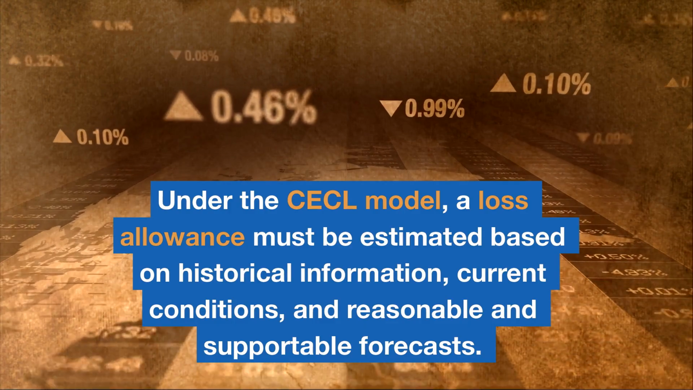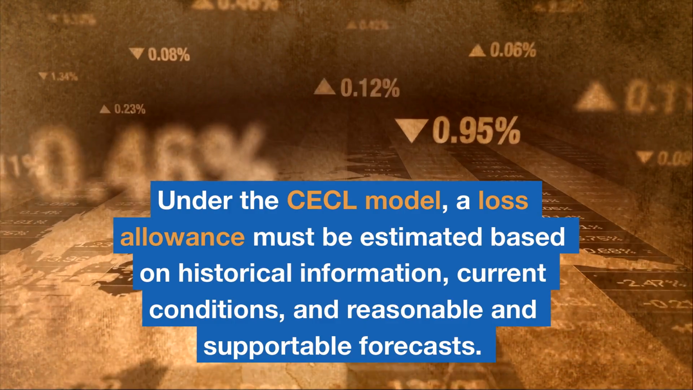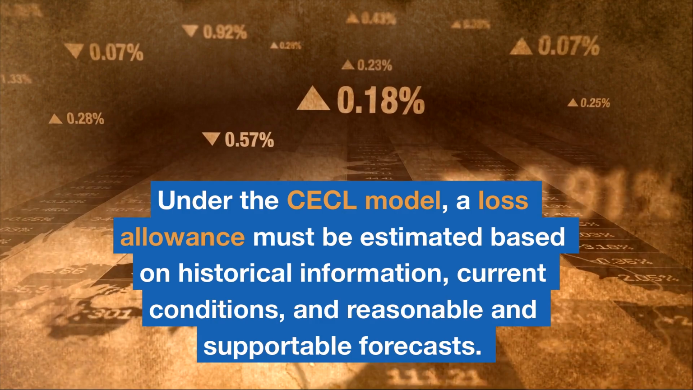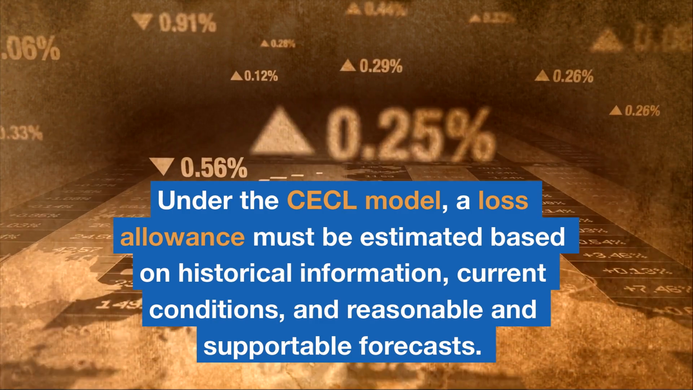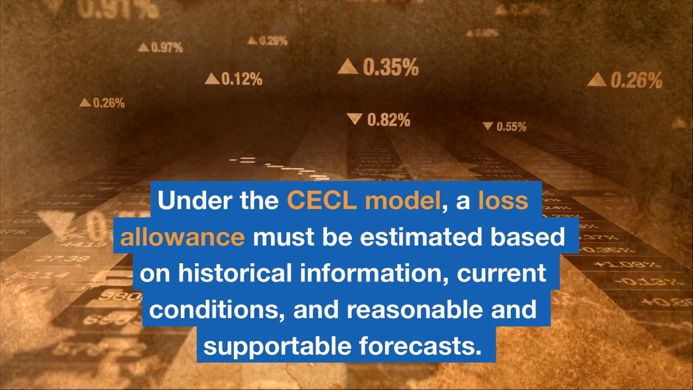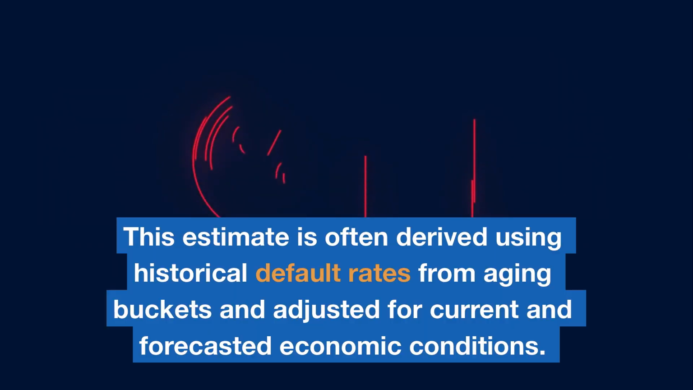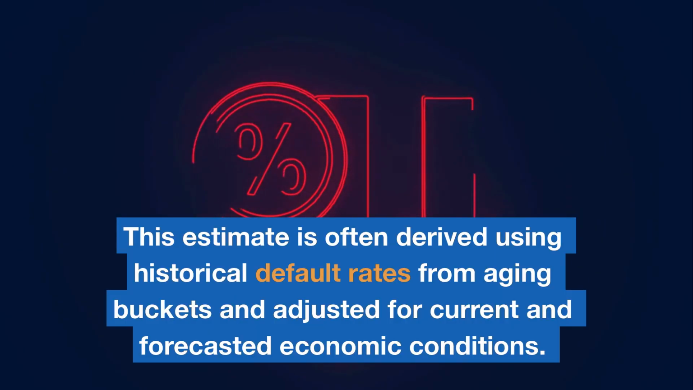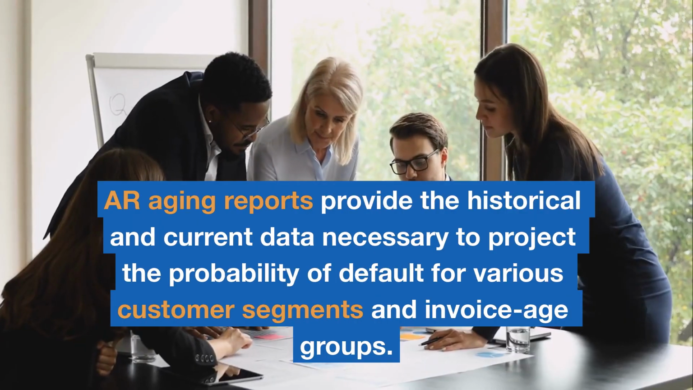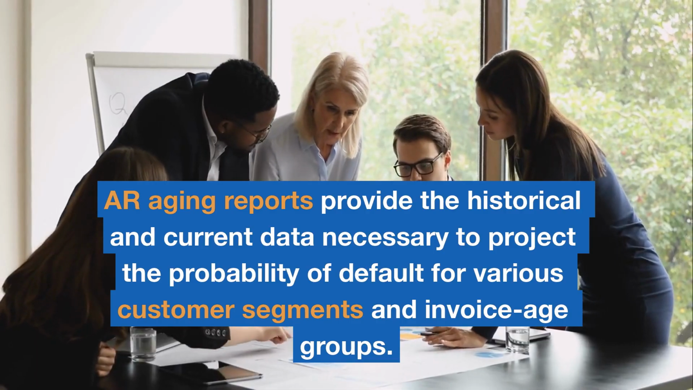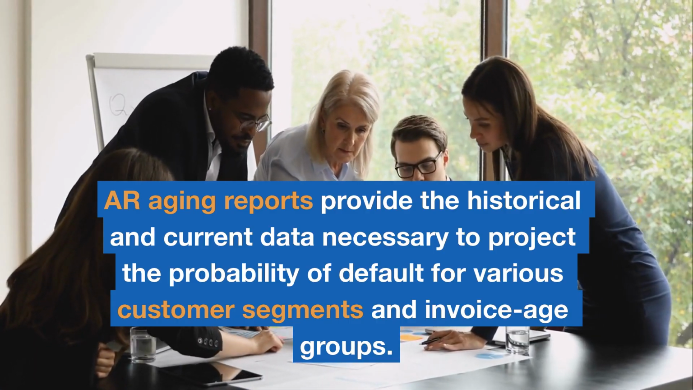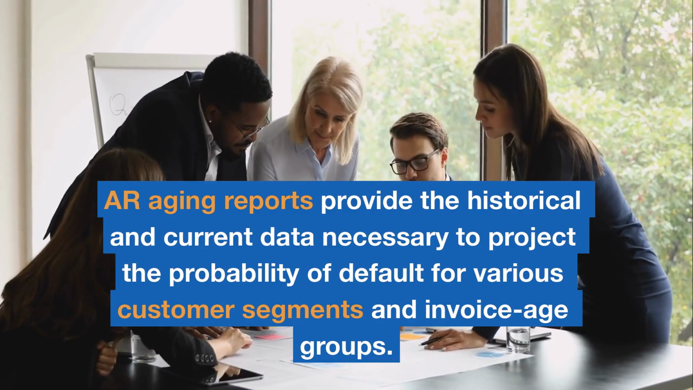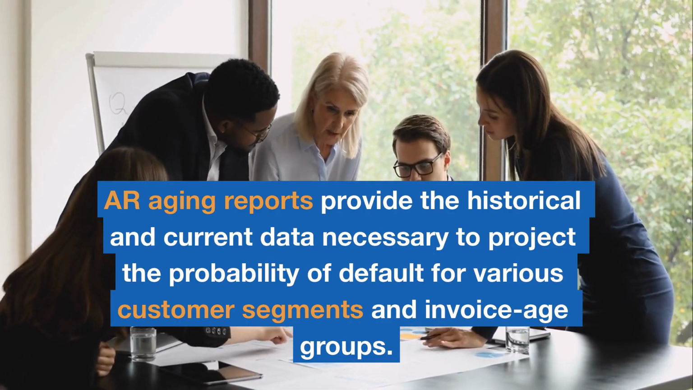Under the CECL model, a loss allowance must be estimated based on historical information, current conditions, and reasonable and supportable forecasts. This estimate is often derived using historical default rates from aging buckets and adjusted for current and forecasted economic conditions. AR aging reports provide the historical and current data necessary to project the probability of default for various customer segments and invoice age groups.